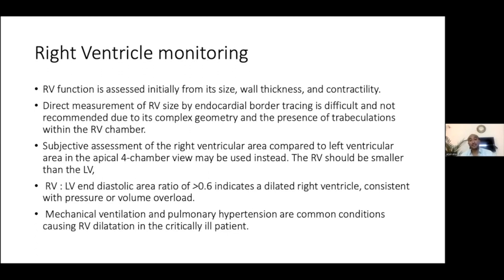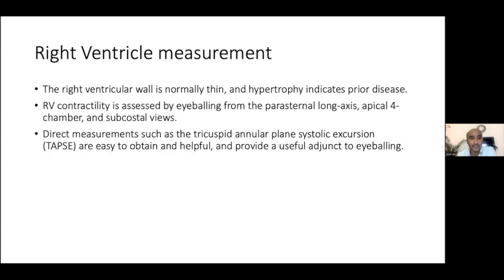The subjective assessment of the right ventricular area when compared to the left ventricular area in the apical four-chamber view may be used as well. We need to understand that the RV, as we saw in the images, is always smaller than the LV in a normal state, and the ratio of RV to LV end diastolic area is less than 0.6. If it is more than 0.6, it usually indicates a dilated right ventricle consistent with either pressure or volume overload. The right ventricular wall is normally thin and not hypertrophic, and if it is hypertrophic, it indicates failure.